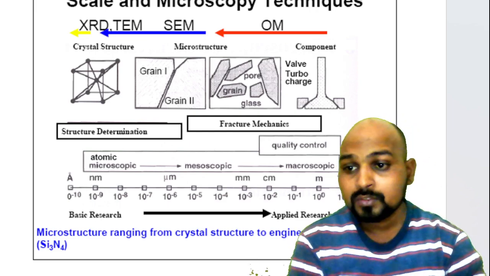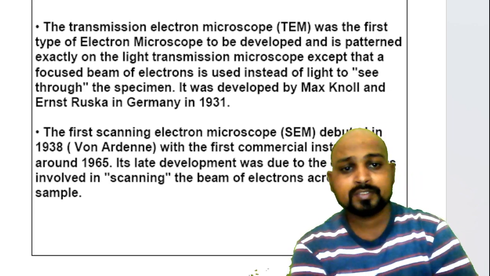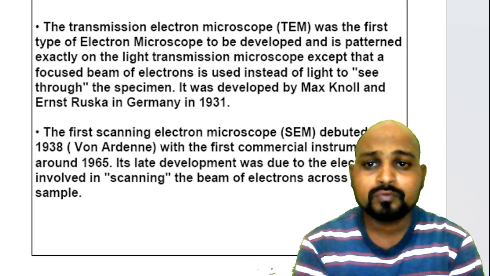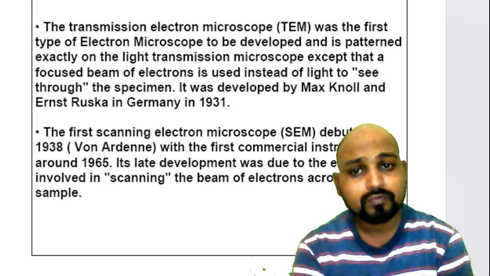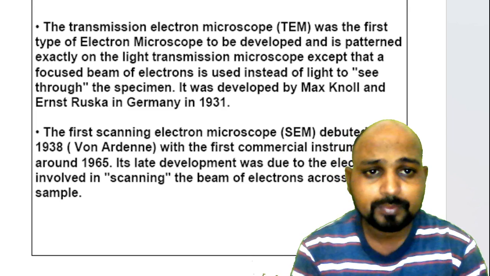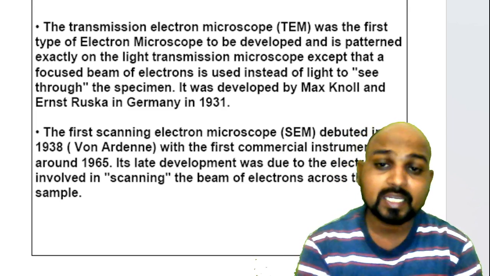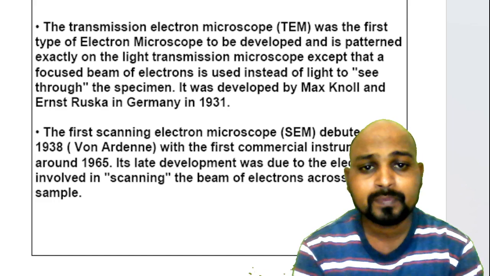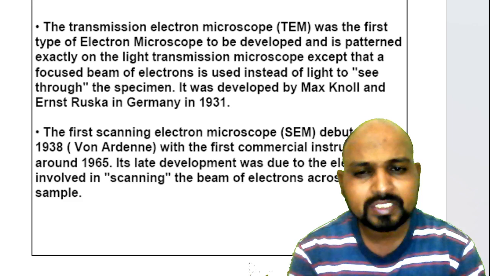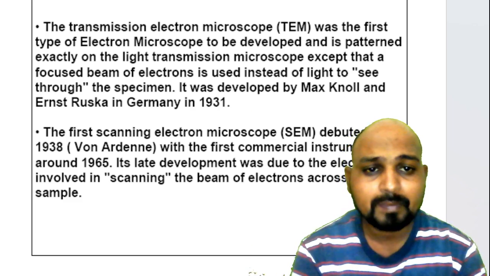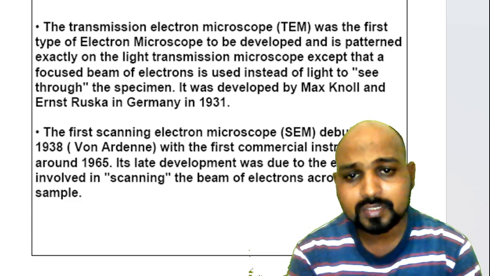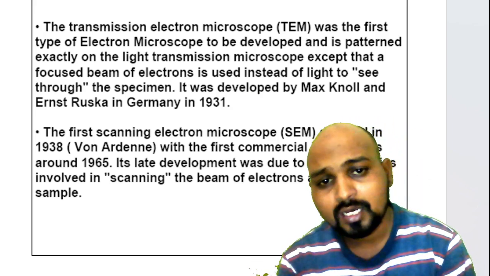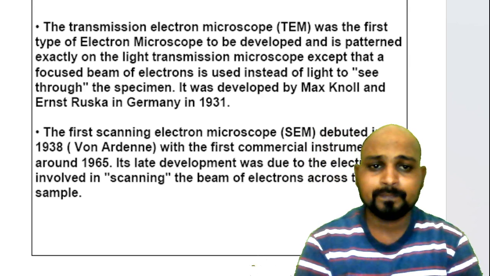Now the dates when these microscopes were invented and started public use. The transmission electron microscope was the first type of electron microscope to be developed and is patterned exactly on the light transmission microscope, except that a focused beam of electrons is used instead of light to see through the specimen. It was developed by Max Knoll and Ernst Ruska in Germany in 1931. So it is almost 100 years since the invention of TEM.